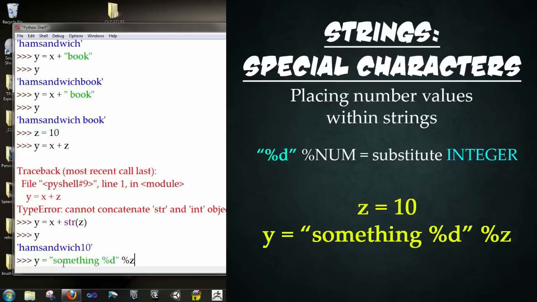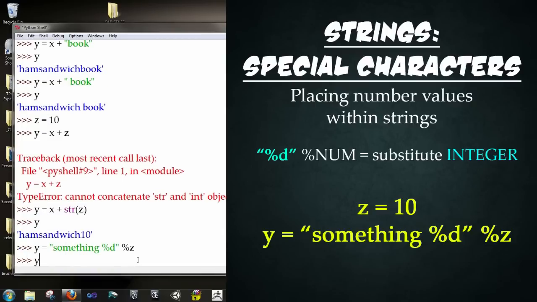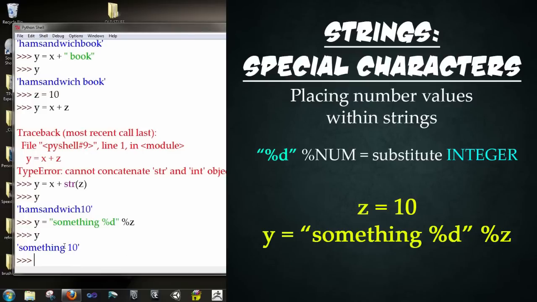Now watch what happens. This percentage sign is saying, hey, replace whatever's in here with what comes after the quotation marks. It's saying, insert this integer in this location. D represents integers, F represents floats. I don't know why, D just does represent integers. Type enter, and then type y again. It says something 10. See, it worked perfectly.